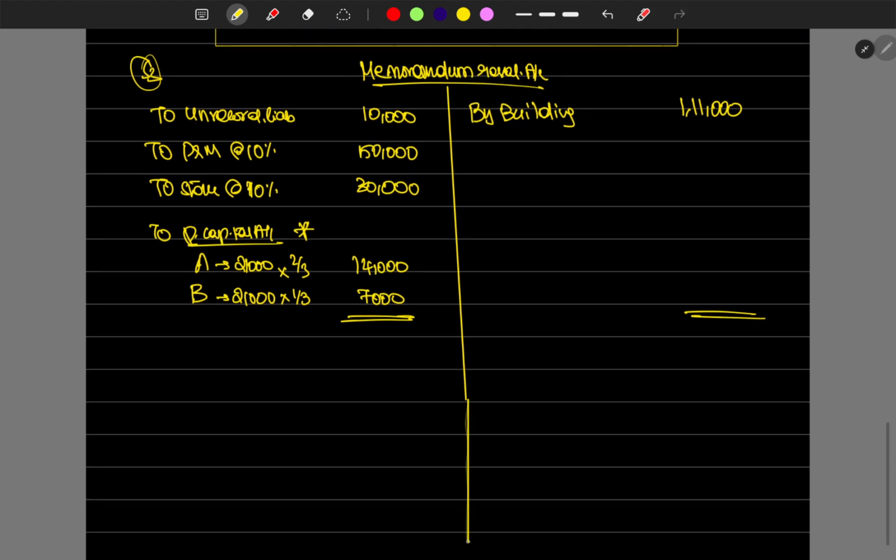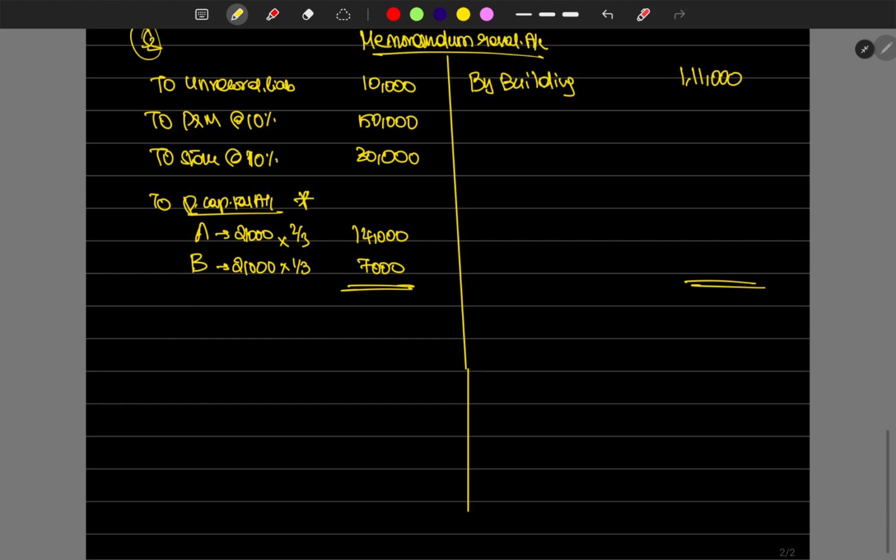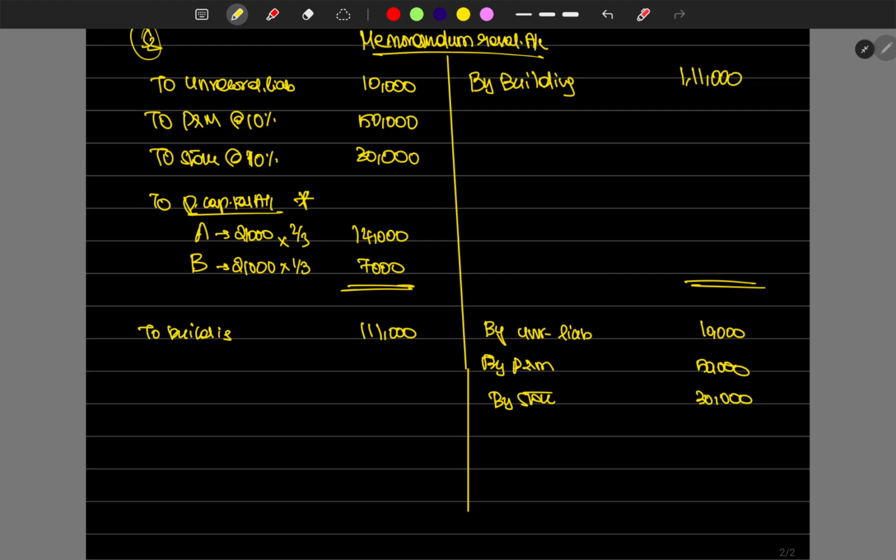Then whatever we have done, we have to reverse it now. We are going to reverse it. So how can we reverse it? By unrecorded liability 10,000, to buildings 1,11,000, by plant and machinery 50,000, by stock 30,000, by revaluation account. Then that's it, right? So all the things have been entered.